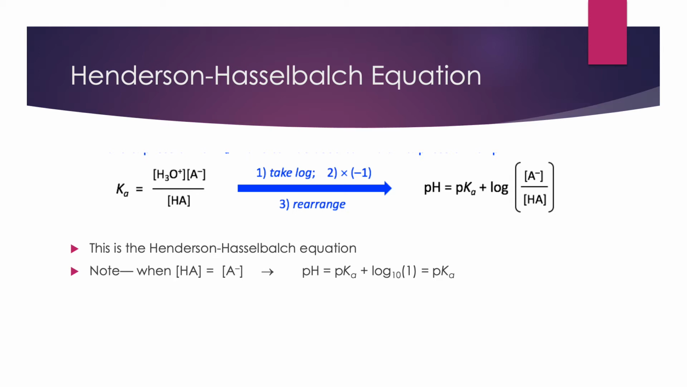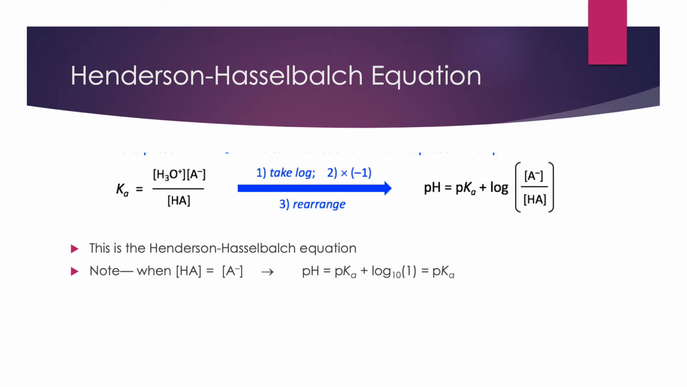Now, a special point occurs when the two concentrations, the A minus and the HA concentration, are equal. When that happens, think about what happens in that equation. We have pH is equal to pKa plus log of the ratio of two quantities that are equal, so that's the log of 1. But the log of 1 is just 0. So at that particular point, we find that the pH is directly equal to the pKa.